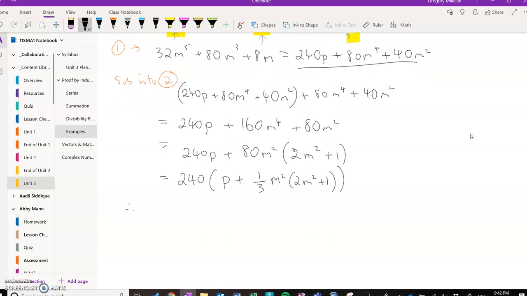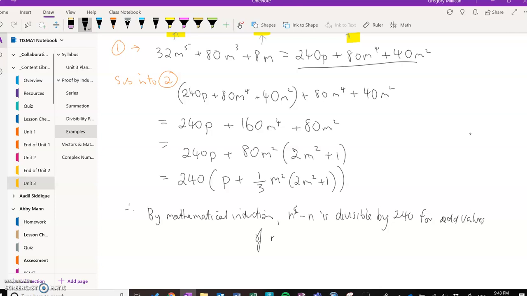I'm going to come back and prove why in a second, but let's just finish it off. Therefore, by mathematical induction, n to the power of 5 minus n is divisible by 240 for odd values of n.